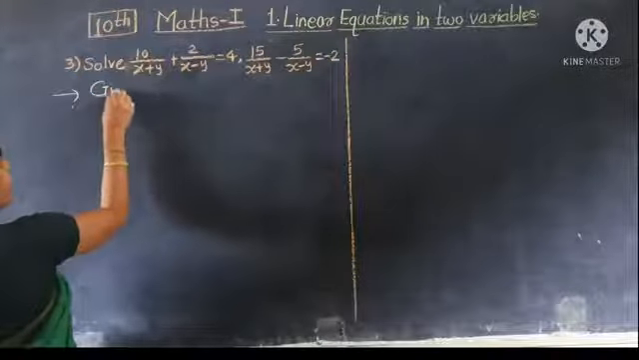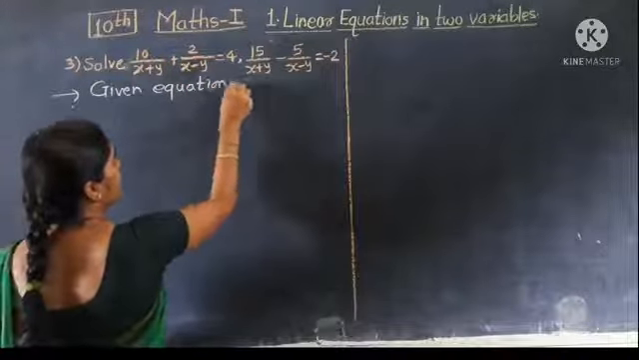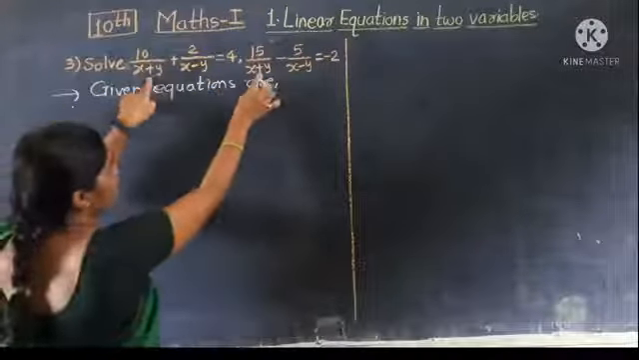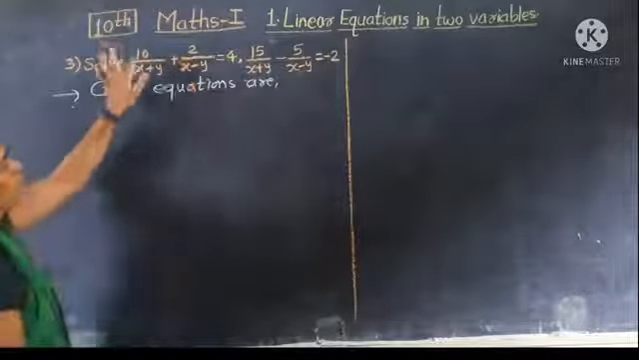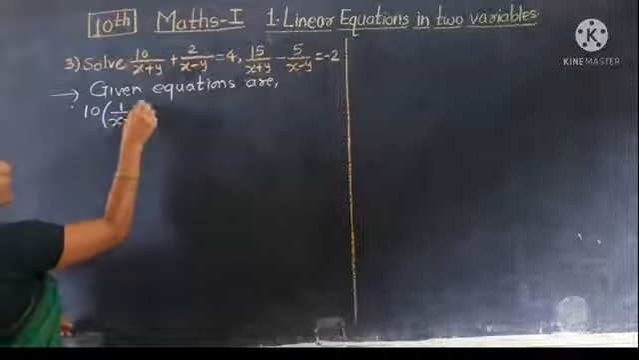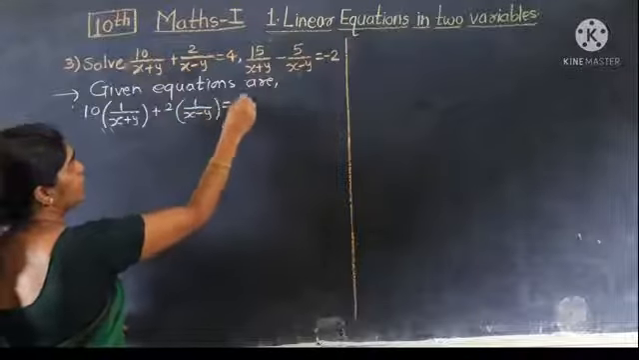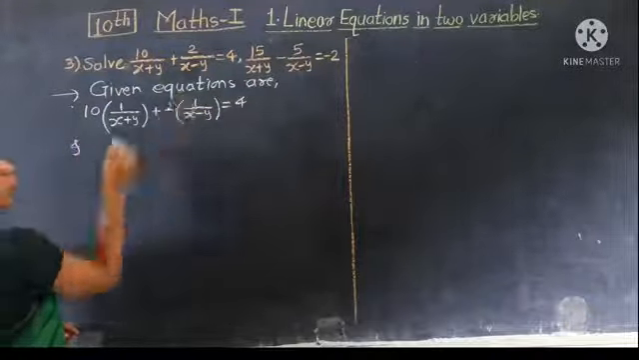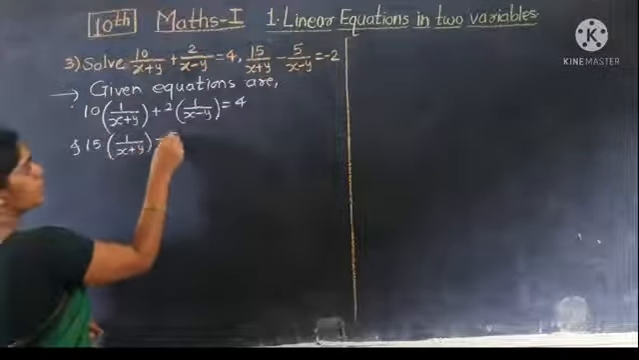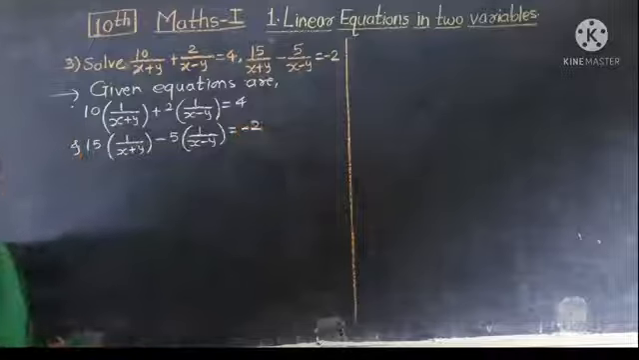What are the given equations? You write this. Here you observe it is x plus y, x minus y is there. So take 10 multiplied by 1 upon x plus y plus 2 into 1 upon x minus y is equal to 4. And the second equation we write as 15 into 1 upon x plus y minus 5 into 1 upon x minus y is equal to minus 2.